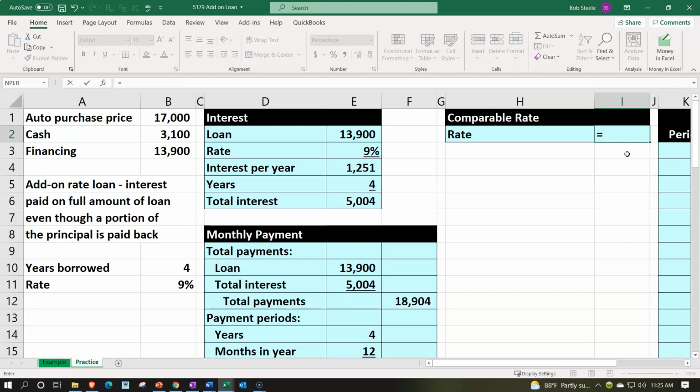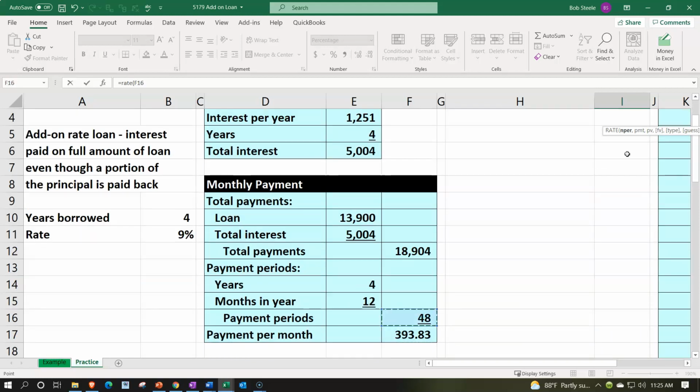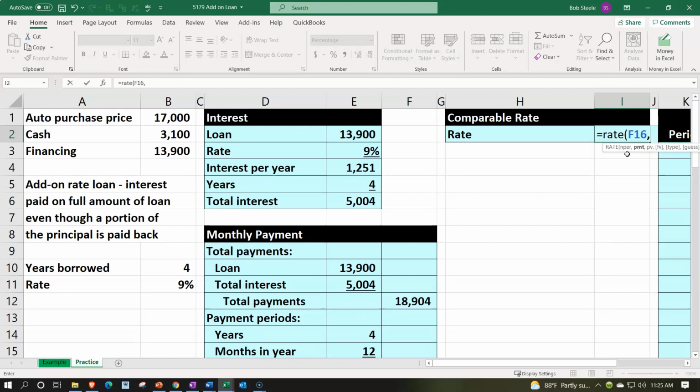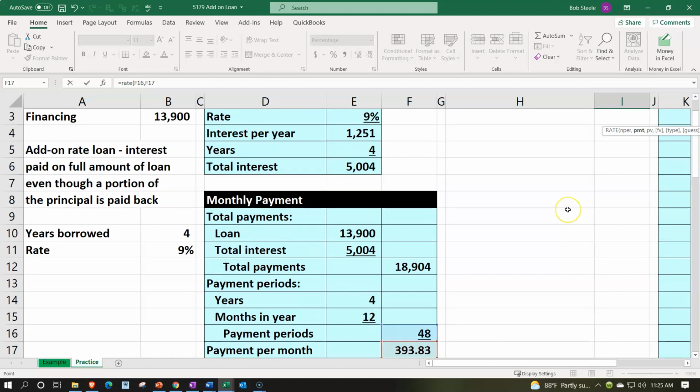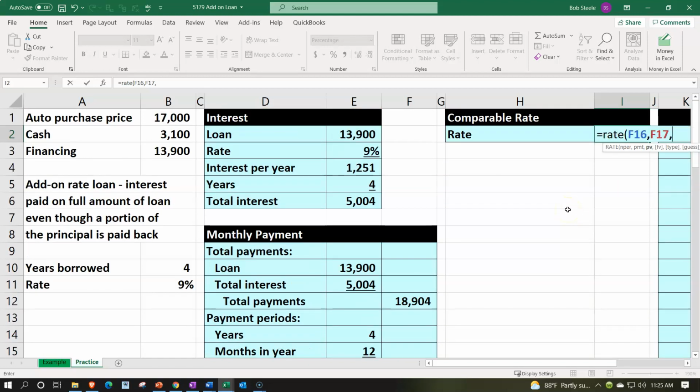One more time, we're going to say equals the rate formula, shift 9, the number of periods. Number of periods is going to be 48, which is 4 times 12, comma, the payment is going to be for the amount we calculated down here, the 393.83, and then comma, the present value is going to be the loan amount, which is the 13,900. I'm going to close it up. Now that would give us then the monthly rate amount.